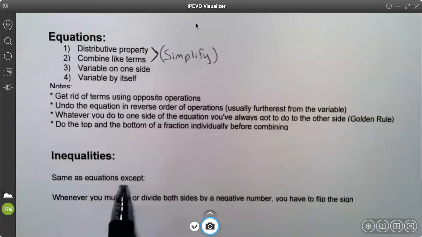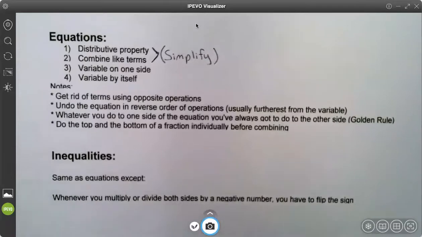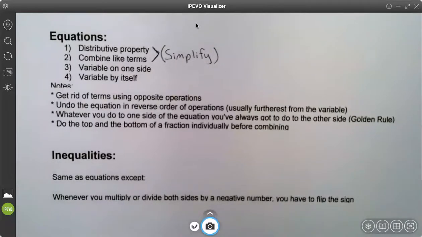Inequalities are the same as equations except for one thing, and here's that one thing. Whenever you multiply or divide both sides by a negative number, you have to flip the sign. I'll repeat. Whenever you multiply or divide both sides by a negative number, you have to flip the sign. That is the only difference between inequalities and equations.